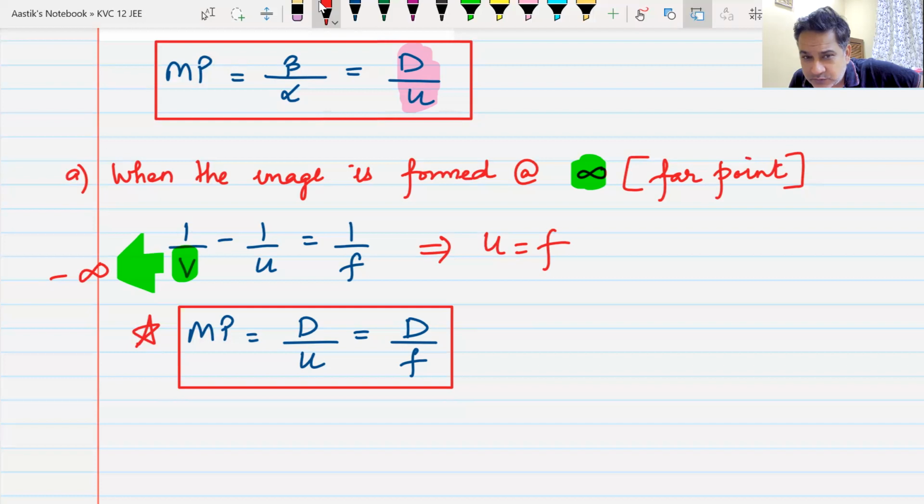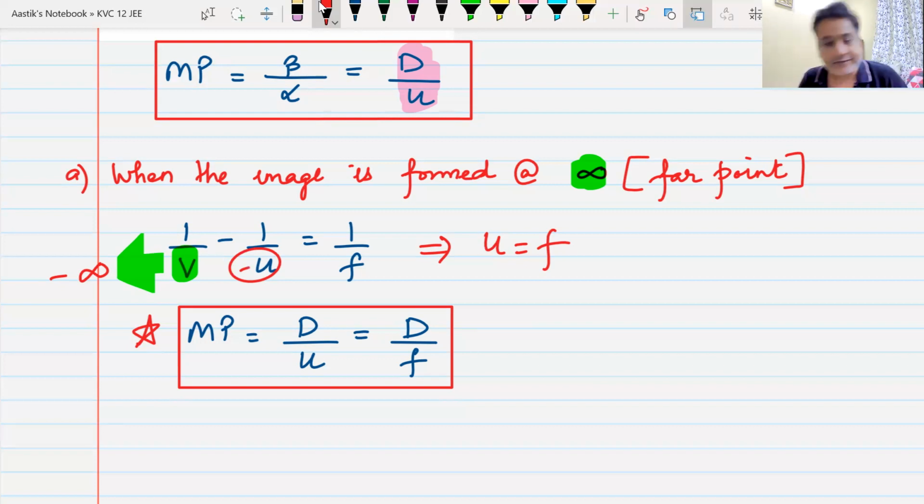No, U will not be equal to minus F. How did you get U equal to minus F? U is negative. You did not put the sign convention, right? Whenever we use any formula, you will have to put the sign convention. Are you getting my point, beta? Yes, sir. Once you put the sign convention, you will get U as equal to F.